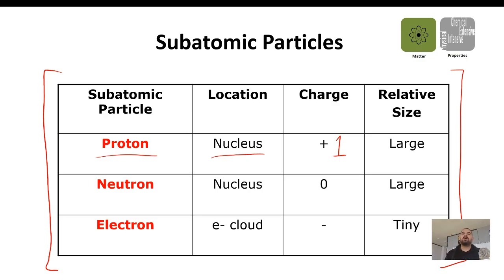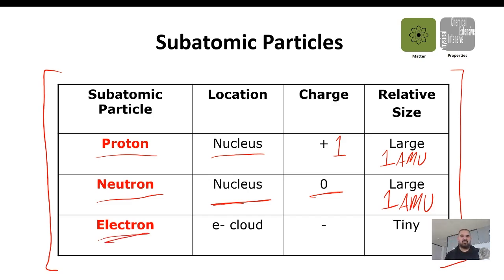Now, when we talk about relative size, it says large. That's compared to an electron. I want you to write 1 AMU. Who remembers AMUs? Atomic mass units. 8th grade. Come on, guys. All right. Next up, we got neutrons. Where do they stay? And what's their charge? All right, now their size is also going to be 1 AMU. For our chemistry, for all intents and purposes, a neutron and a proton have the exact same mass. They're both 1 AMU.